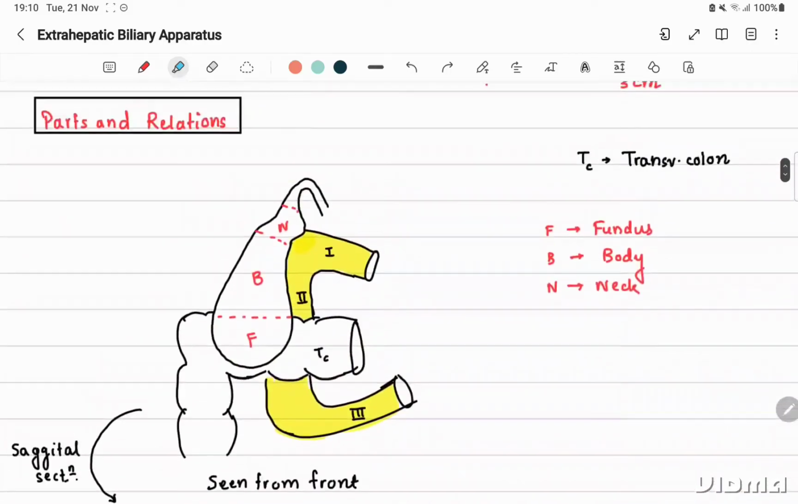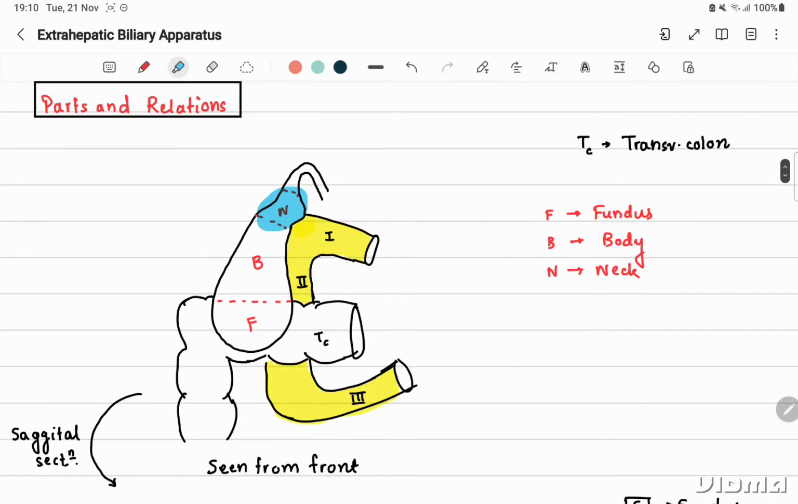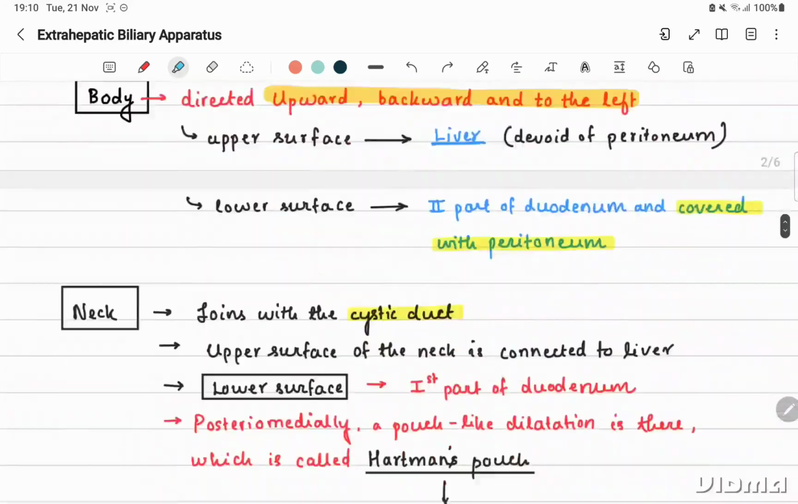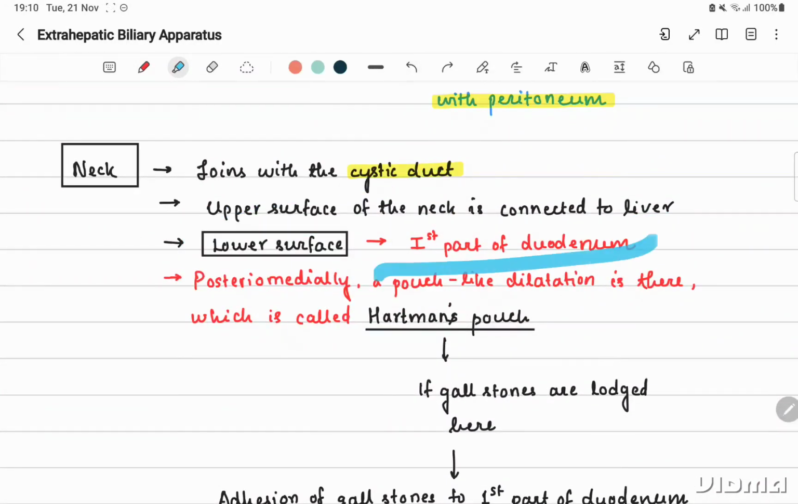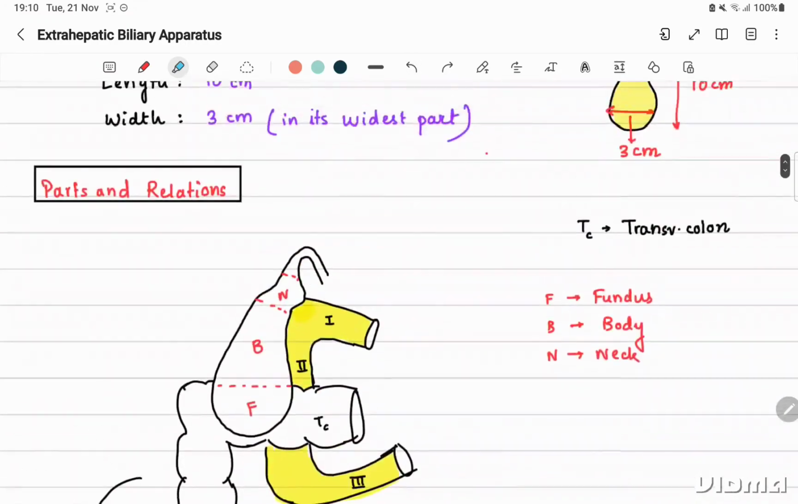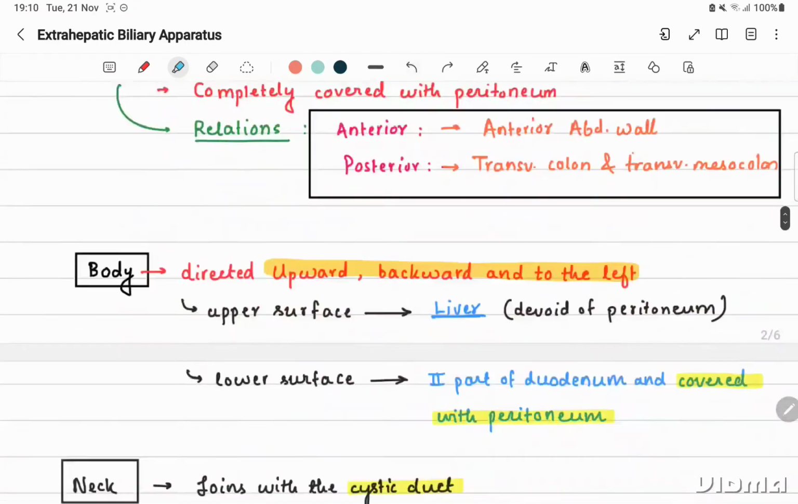This neck is joining with the cystic duct. Understood? The upper surface is connected to the liver, and the lower surface is related to your first part of the duodenum. It is observable here.